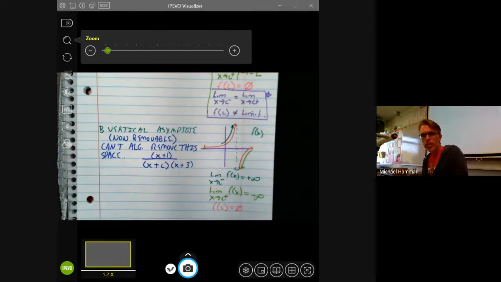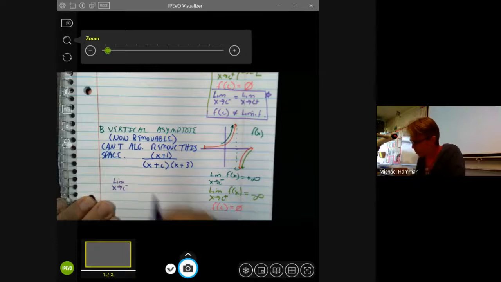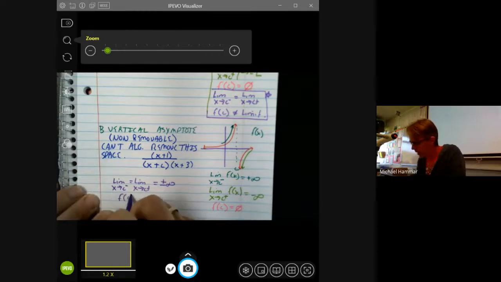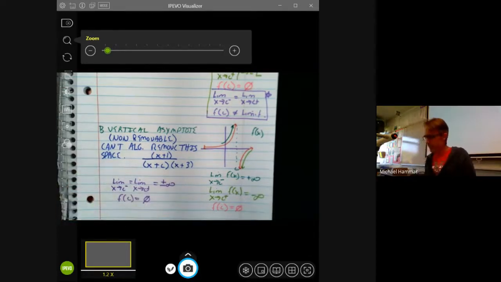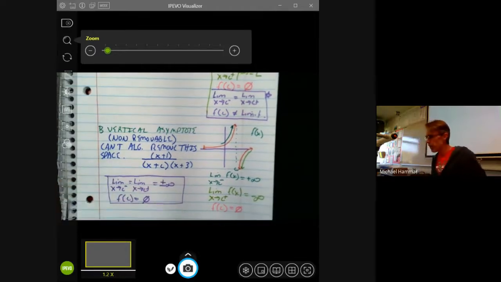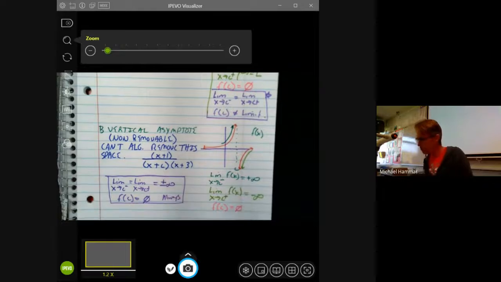So when you see an asymptote, here's what you should see. If it's an asymptote, you will always see the limit as x approaches c from the negative side, and the limit as x approaches c from the positive side equal positive or negative infinity. You will also notice that f of c does not exist. This is what continuity at an asymptote looks like. It's always some form of this.